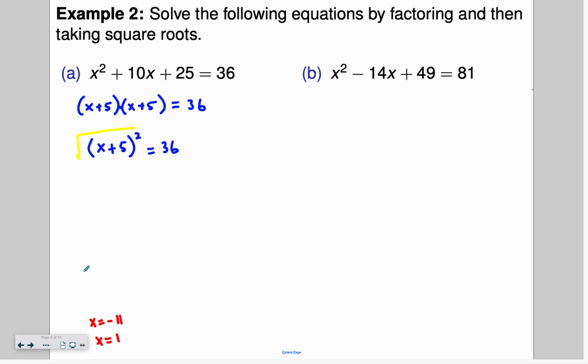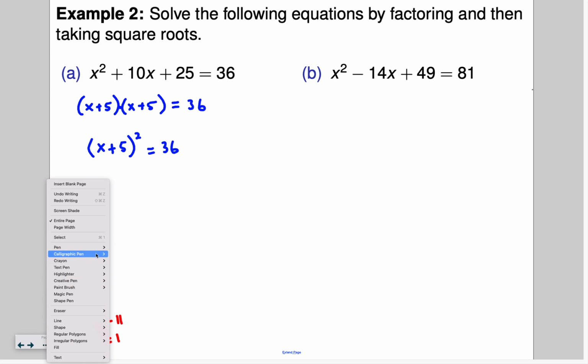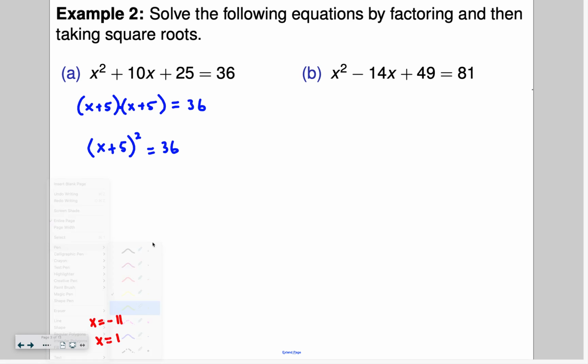Oh, that is horrendous on my eyes. Oh, gosh, don't do that. Square root. It's weird. I'm just going to do it over the top. Over the top. Okay.